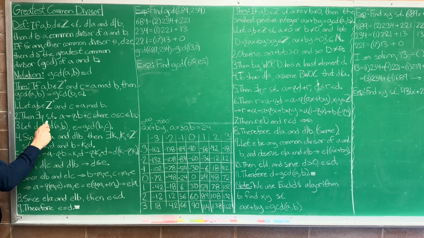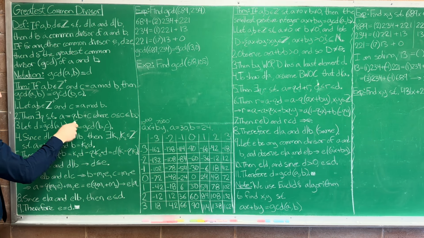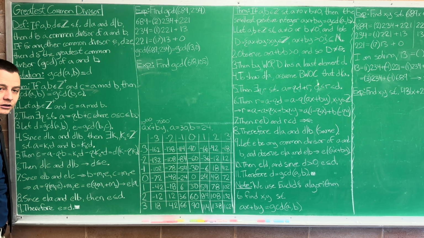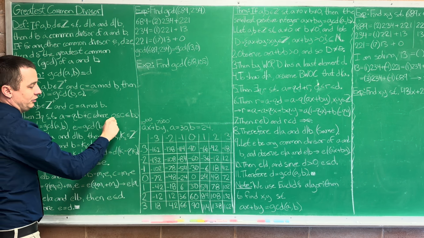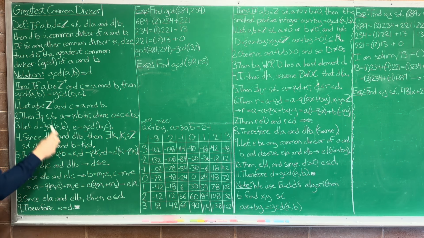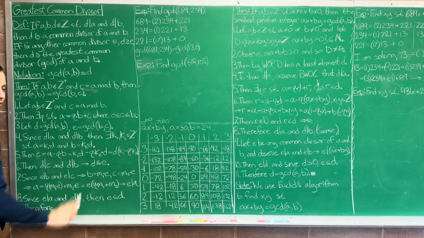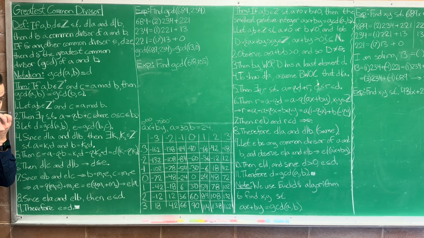So there has to be some Q such that A is equal to Q number of B's, quotient number of B's, plus C, where C is between 0 and B. Notice I required A and B to be positive integers so that C is always a positive number. Okay. Good so far?